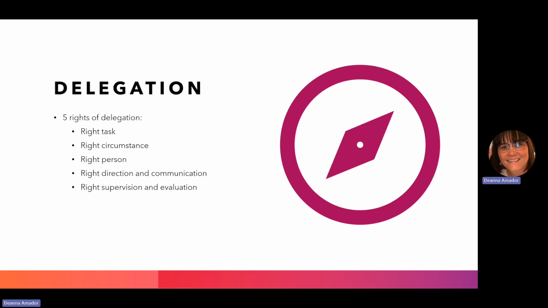At the bottom, when it talks about right supervision and evaluation, this leads us to think about documentation. Even though we're delegating vital signs to a CNA, and they document these vital signs, as the nurse, we need to oversee and supervise them and make sure that they're documenting correctly. There's a lot that goes into delegating these tasks.